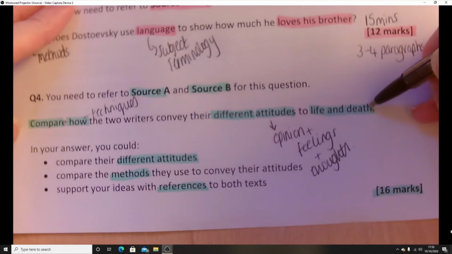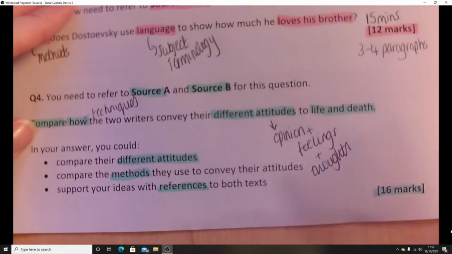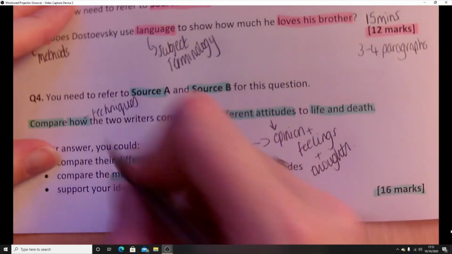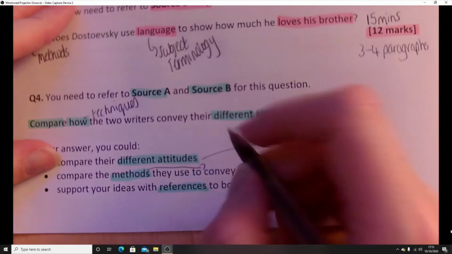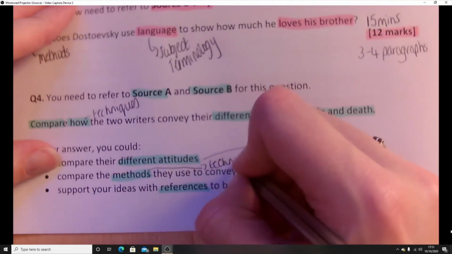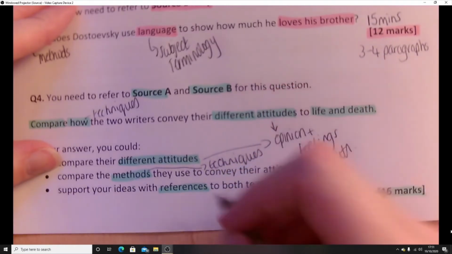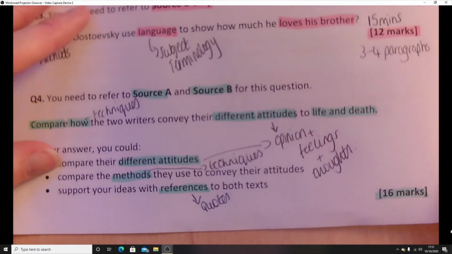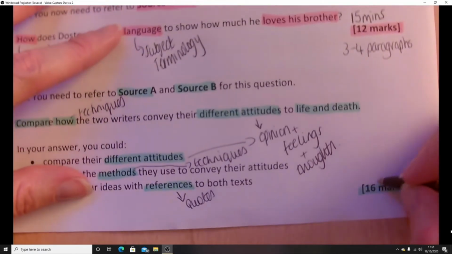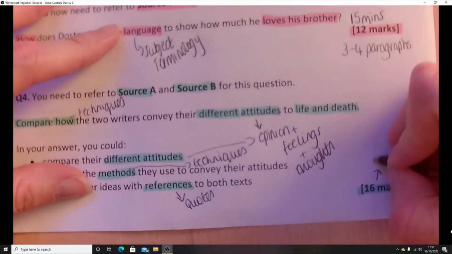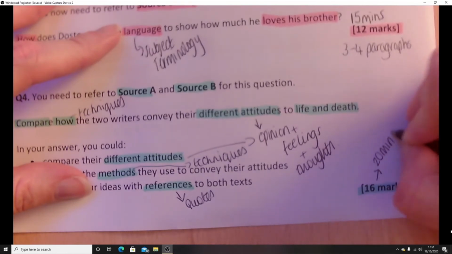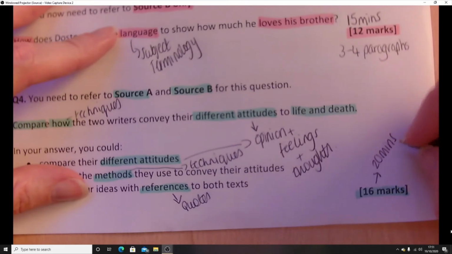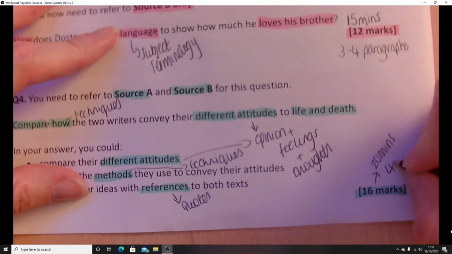Obviously there's my focus of the question. Again, it's drawing attention to attitudes, so it's the same thing as there. Methods, I've already said about that idea of techniques. And then references just means quotes. As I said, it's a 16-mark question. I should roughly be spending about 20 minutes on this question, and I'm going to want to write about 2 comparative paragraphs or 4 paragraphs altogether.